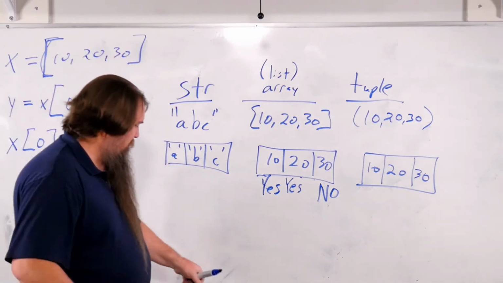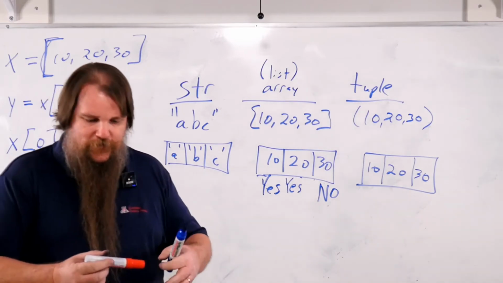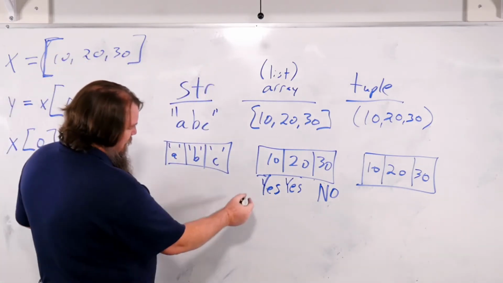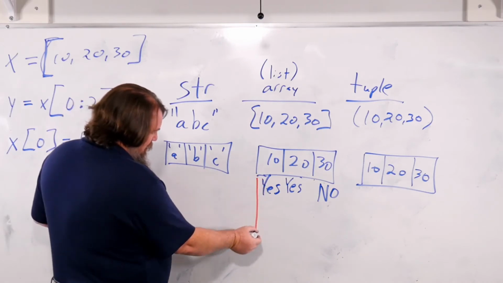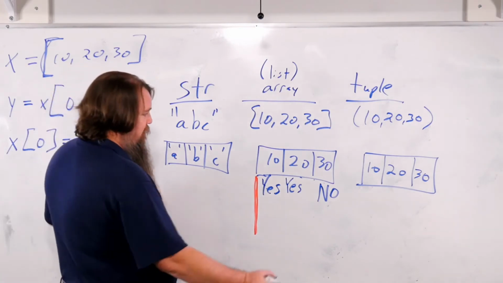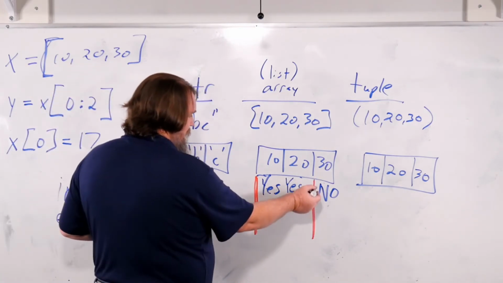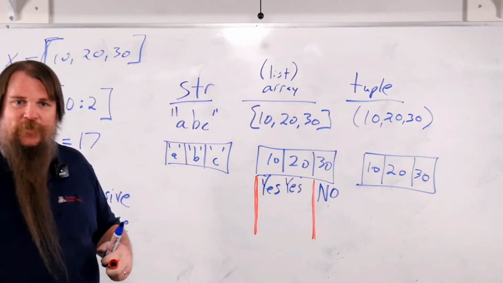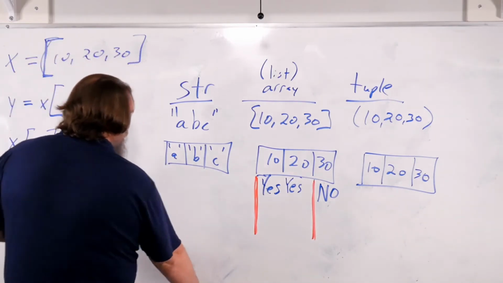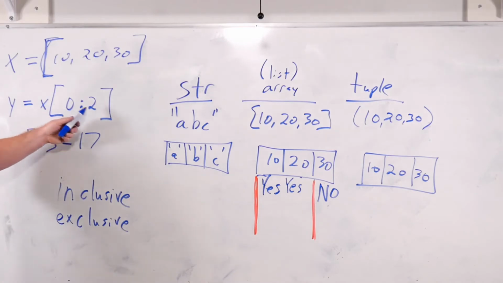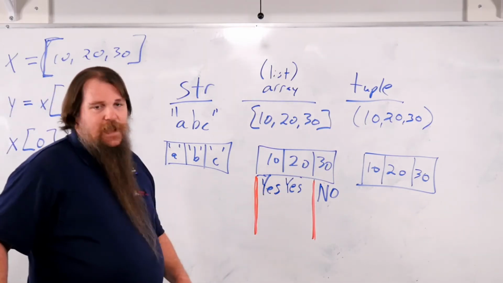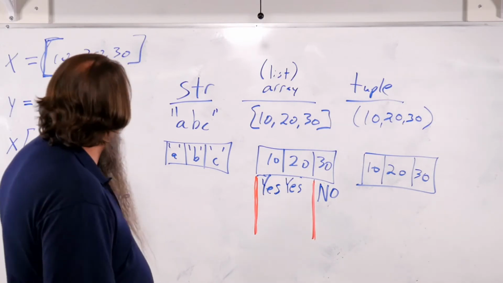How do you want to think of this? Well, you can think of it as inclusive and exclusive bounds, or you can think of it as a line drawn on the left edge of the 0 element and another line drawn on the left edge of element 2. And then this bound starts to make a lot more sense. So when you go from 0 to 2, you're going to get 2 elements, element 0 and element 1.